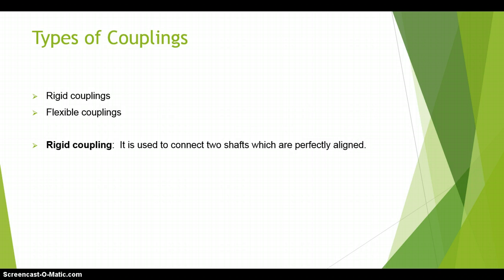So a rigid coupling is used to connect two shafts which are perfectly aligned. There is no clearance and no misalignment, then we will use the rigid coupling. So here machining, or we can say alignment, is required.